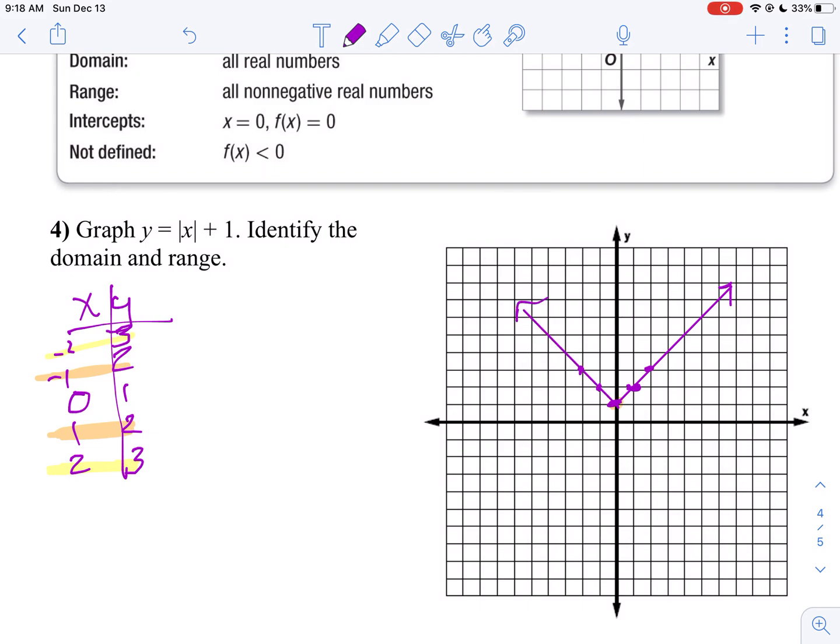Now, what you can do, if you notice, you don't have to make a table every time. Find the vertex. That is when the absolute value is 0. We know going to the right, that's going to be linear. Going to the left, that's going to be linear. In this case, our slope was 1 because it was 1x, so I went up 1 and over 1, and up 1 to the left 1. And that's what you could have done also.